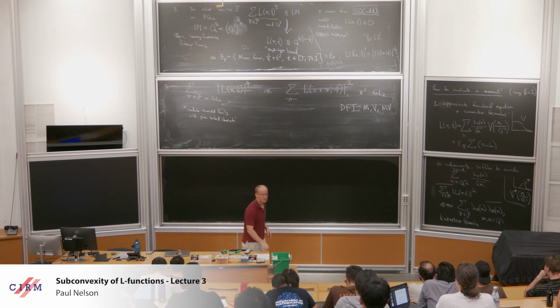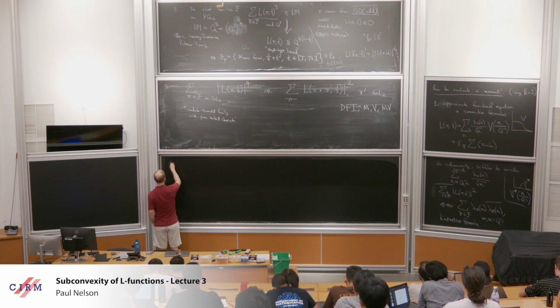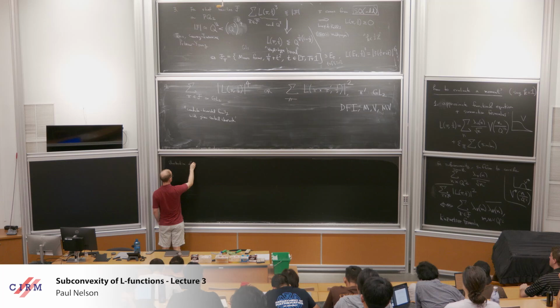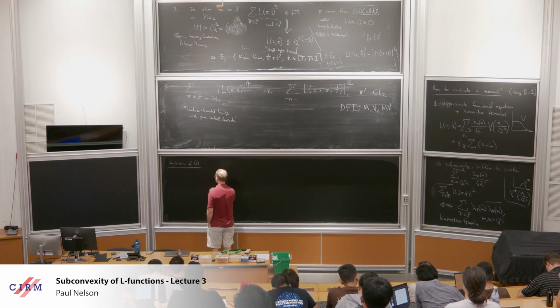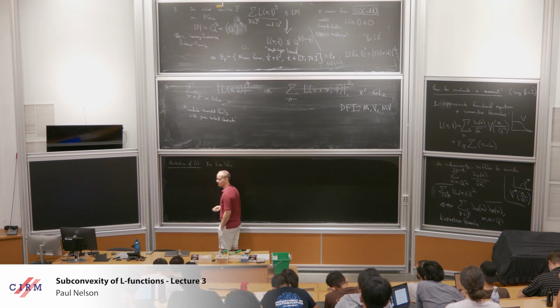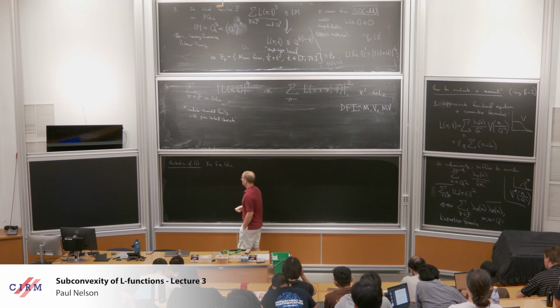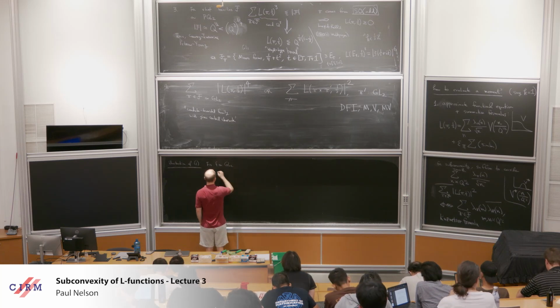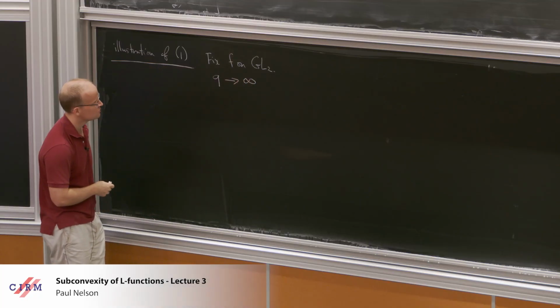All right, so let's start with an example of the first family of moments. What we'll do is fix f on GL2. You could take it to be a modular form, a cusp form on, say, SL2(Z). And let's let Q go to infinity, maybe over the prime numbers.